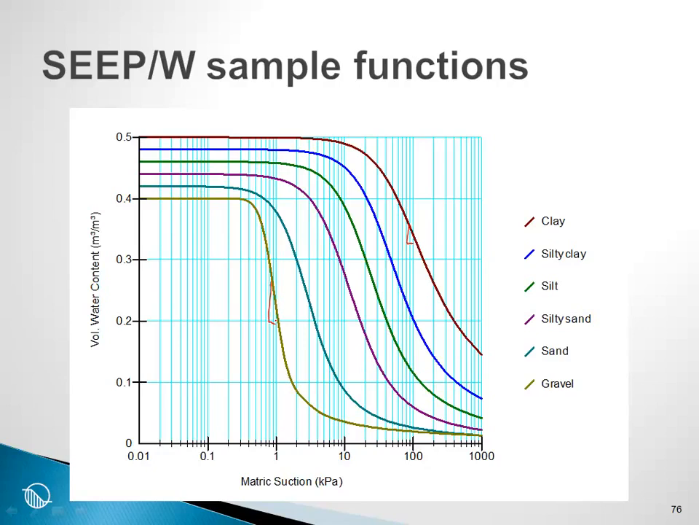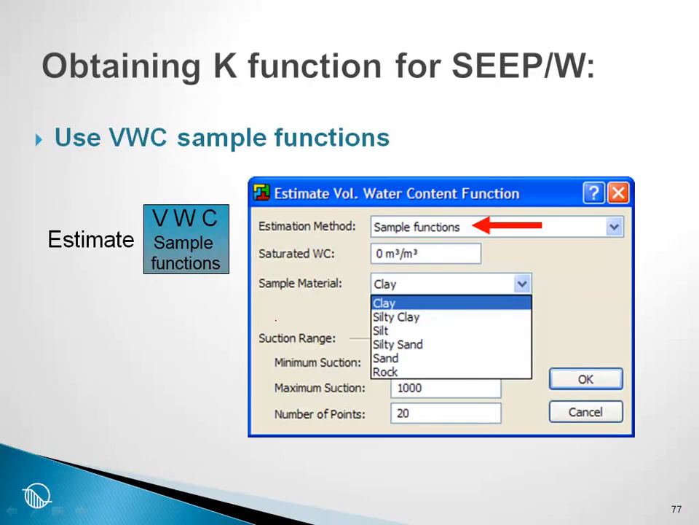So it is not that difficult to think about the volumetric water content in terms of those 4 ideas. Nonetheless, SEEP-W gives you these sample functions, which gives you a starting point as to the approximate shape and the range for a variety of soil types. So this is always a good starting point if you don't have any other data.